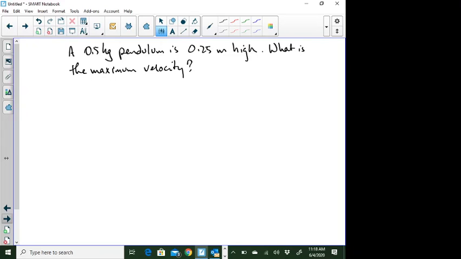So here we have a question. We have a 0.5 kilogram pendulum that is 0.25 meters high. What is the maximum velocity? When does it have its maximum velocity? 1, 2, or 3?